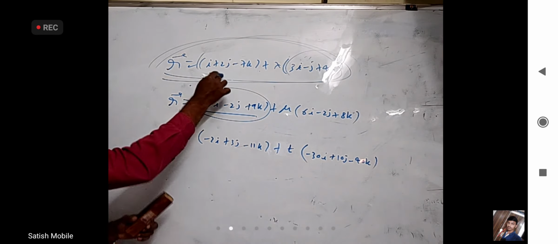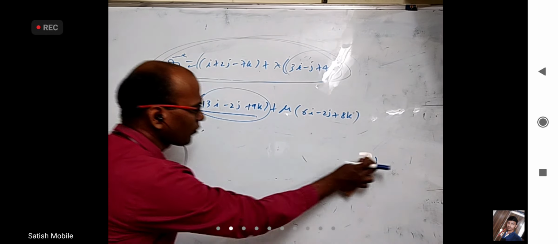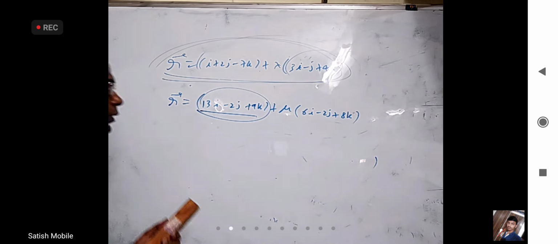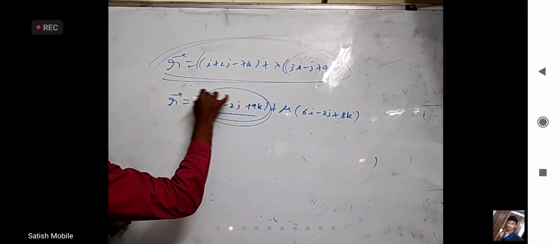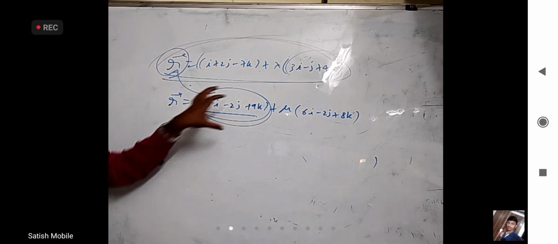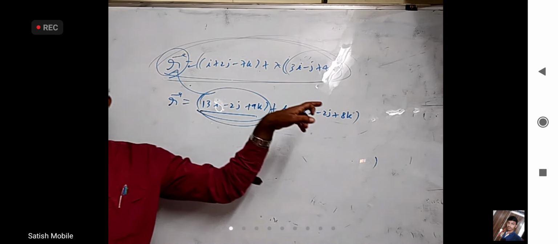First of all, understand these two are parallel. Now, whether they are the same line, that is coincident lines, or not, how to check? Take this point and substitute it in the place of r bar here. That means you are checking whether this point satisfies this line or not.